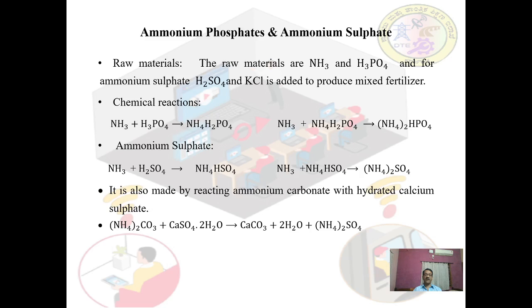In ammonium sulfate, ammonia is used to neutralize sulfuric acid to get ammonium bisulfate. This ammonium bisulfate in the presence of ammonia gives diammonium sulfate. Or it can also be made by treating ammonium carbonate with hydrated calcium sulfate, that is ammonium carbonate (NH4)2CO3 plus hydrated calcium sulfate, CaSO4·2H2O, which gives calcium carbonate, water, and ammonium sulfate.